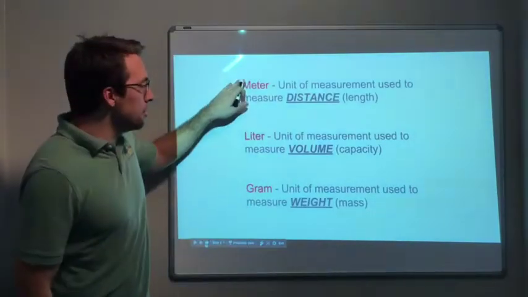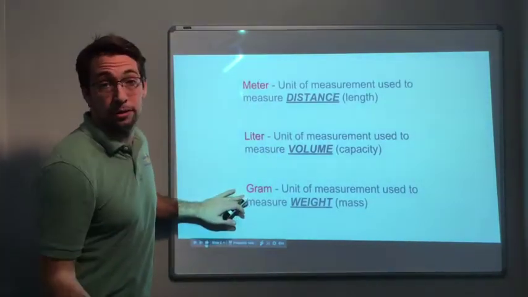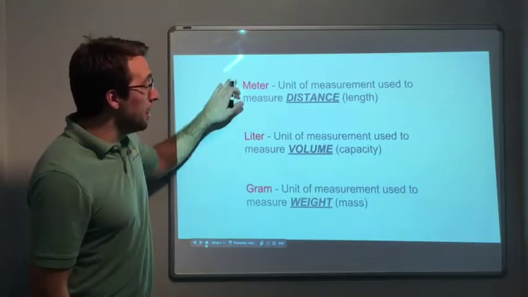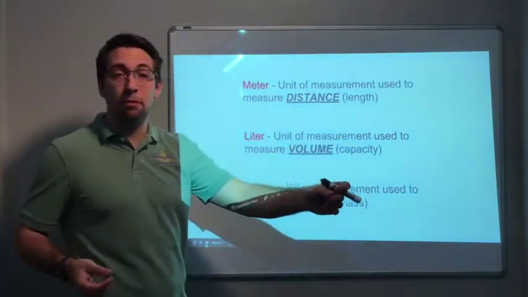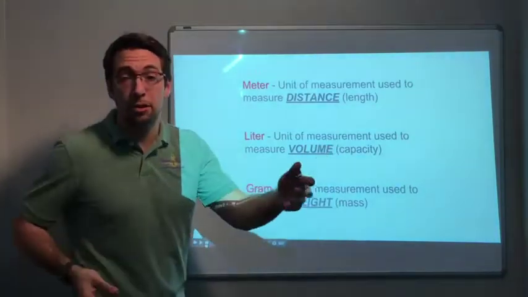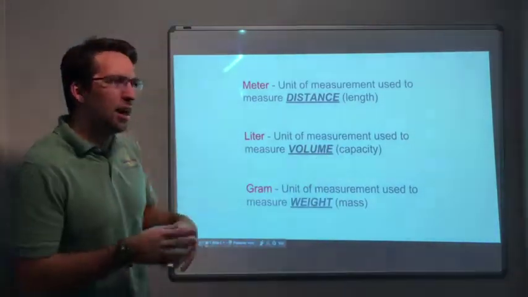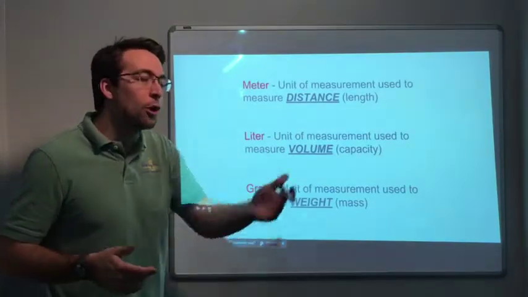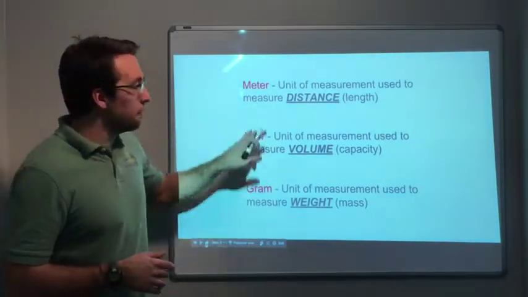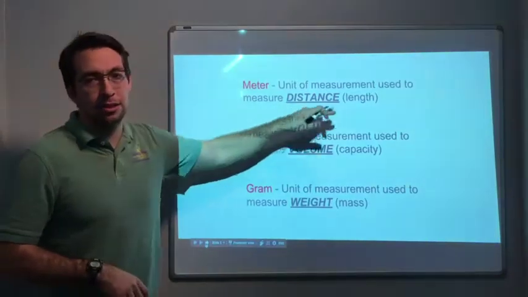So meters, liters, and grams, those are the three units of measurement. Meters measure distance or length, right? How long is that piece of paper? Oh, it's like 20 centimeters. How many miles is it to the next town? No, it's 40 kilometers. Meters measure distance and length.